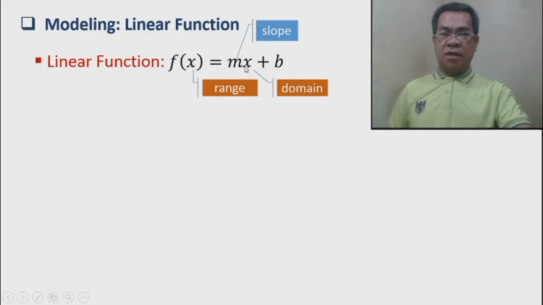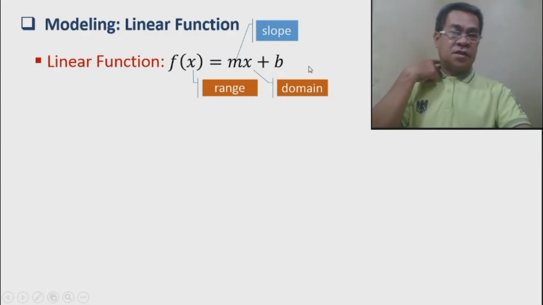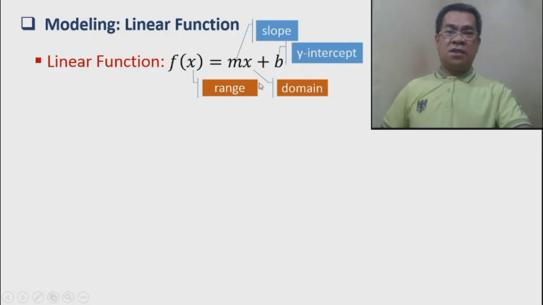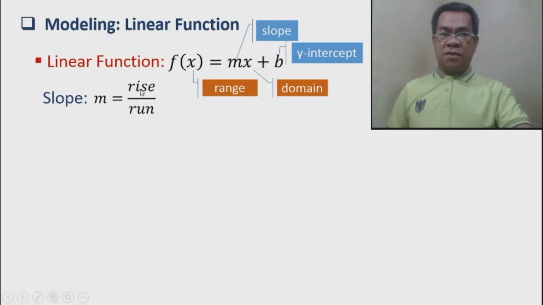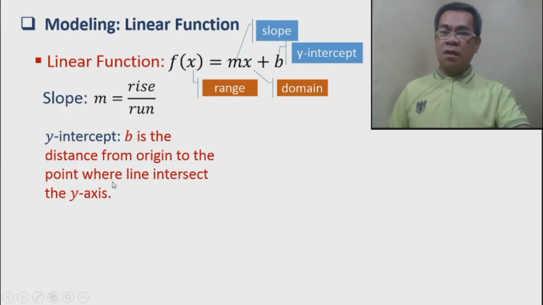At any value of the domain, we have the corresponding values of y. Remember, this is a linear function, where b is the y-intercept. The slope is actually the rise over run of the line. If we have the line, then it must have the rise and we have the run. The ratio between the rise and run is the slope, or small letter m. Now the y-intercept, or small letter b, is the distance from the origin to the point where the line intersects the y-axis. What does it mean?